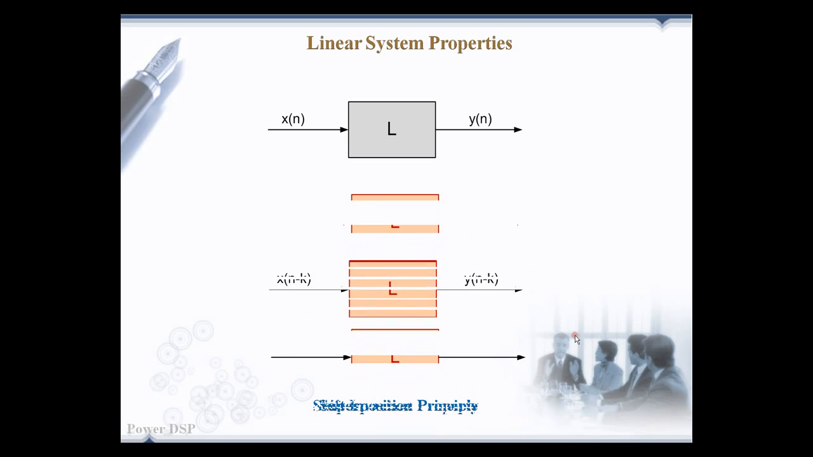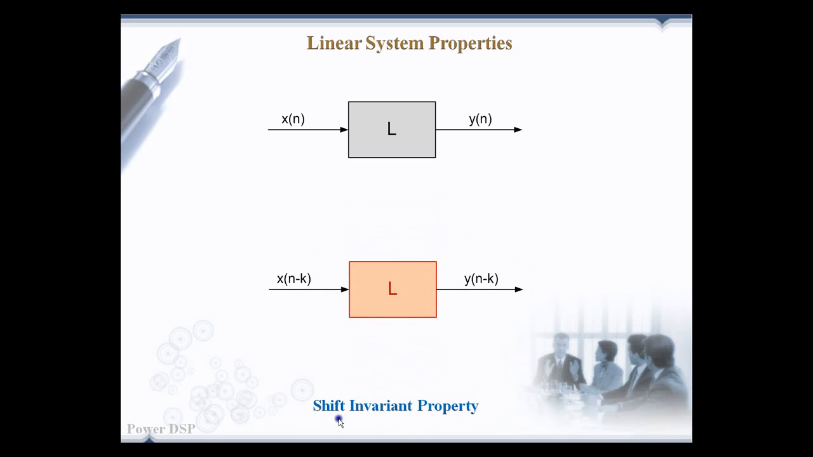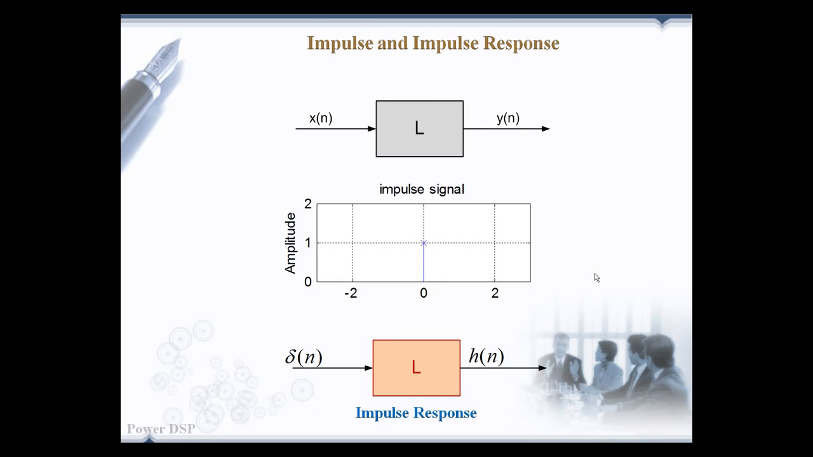The third important property is called the shift invariant property. Any shift at the input should produce the identical shift at the output. So we can tell the system is linear only if it satisfies these properties. Next, we need to understand what is a unit impulse and impulse response. Unit impulse is a signal which has a value of 1 at sample number 0. Then impulse response is the response of the system for the unit impulse input.